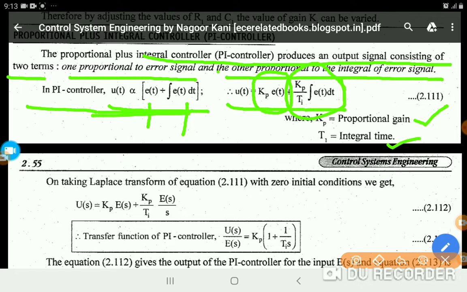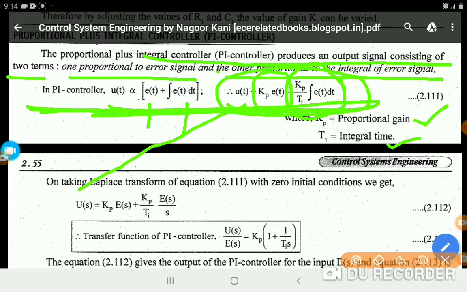With this notation, we are taking the Laplace transform of this expression, equation 2.111. So u of t becomes U of s, the constant Kp stays the same as Kp here, and e of t becomes E of s.